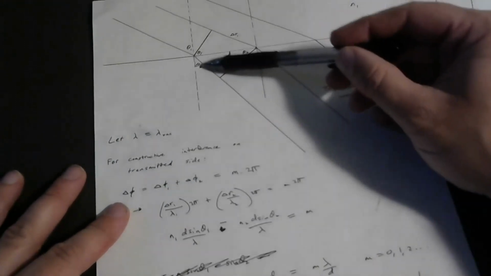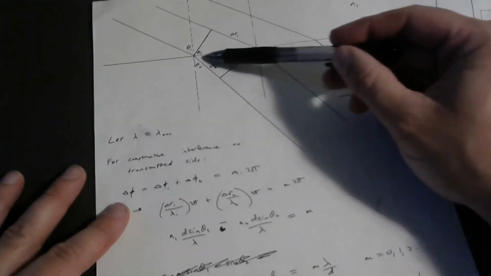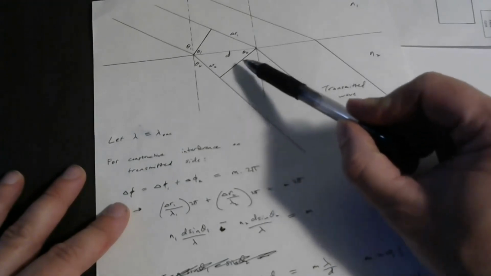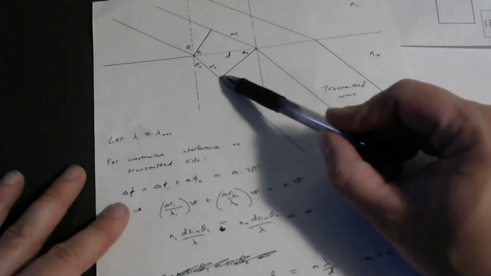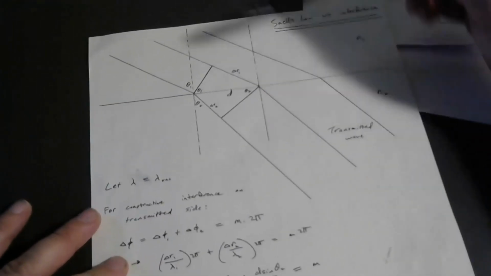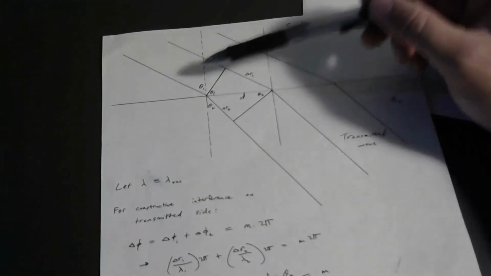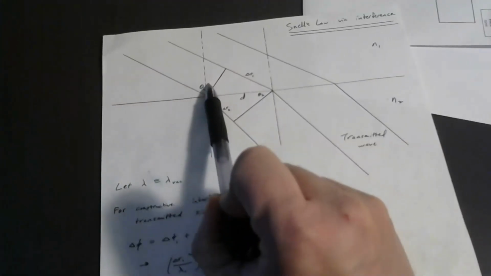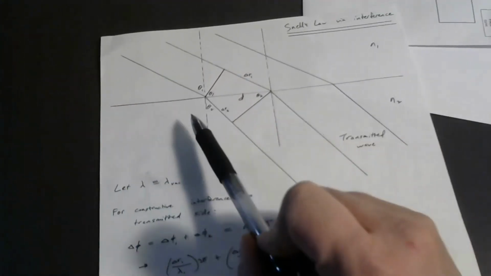You can look at the second right triangle. If you take the hypotenuse of D and multiply now by the sine of theta 2, you'll get the opposite side, delta R2. Now, how do I know that this is theta 2? Remember, we always measure angles from the normal. So the angle of incidence, theta 1, has been measured from the normal.